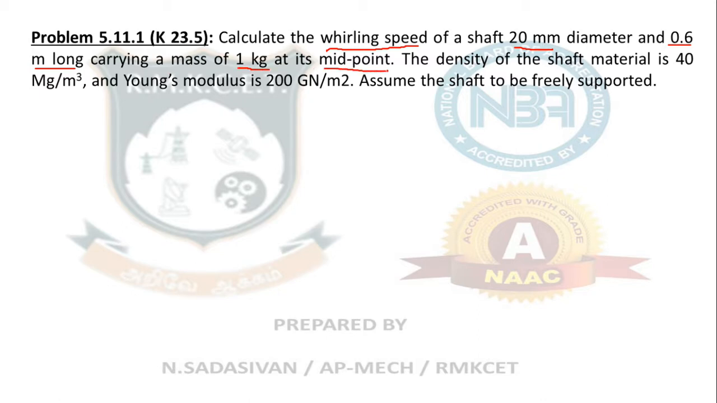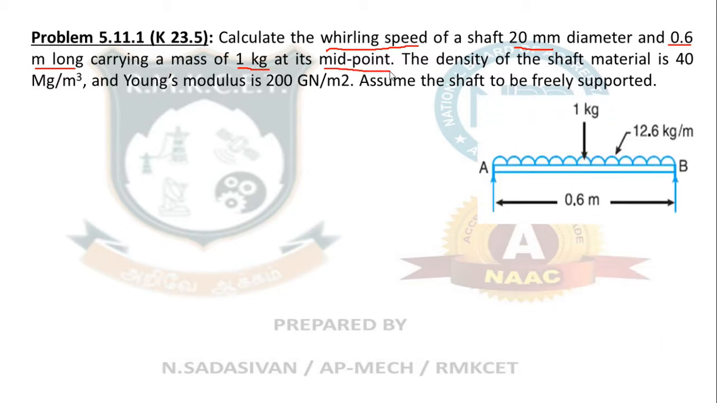at its midpoint. Okay, let us have a look at this figure, right? The density of the shaft material is 40 megagram per meter cube, and Young's modulus is 200 giganewton per meter square. This should be in power meter square. Okay, assume the shaft to be freely supported. Okay, so it's a simply supported beam formula. That's what the meaning of freely supported, right?